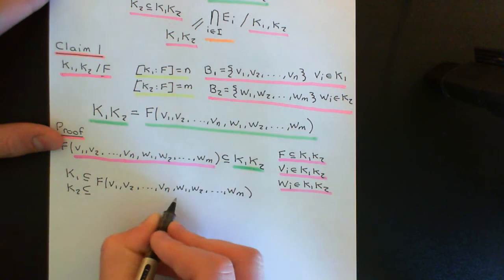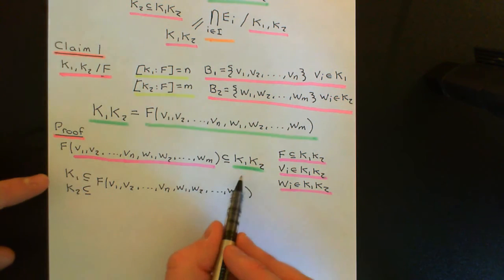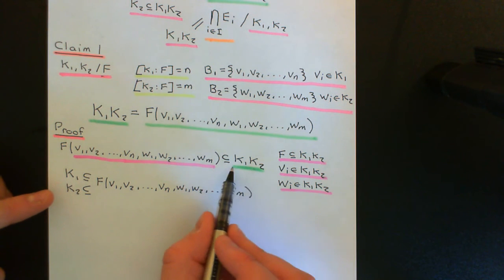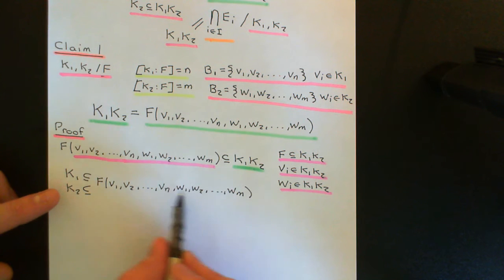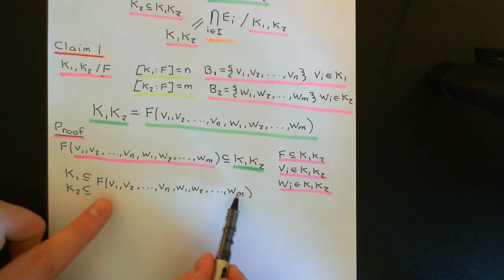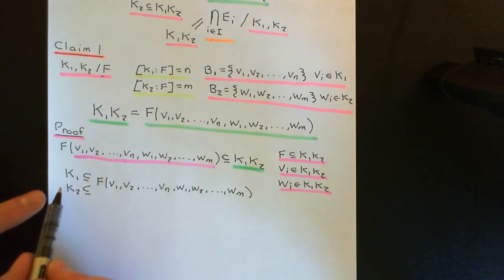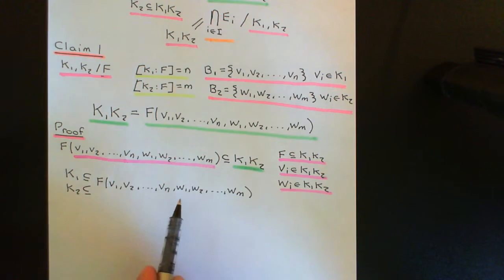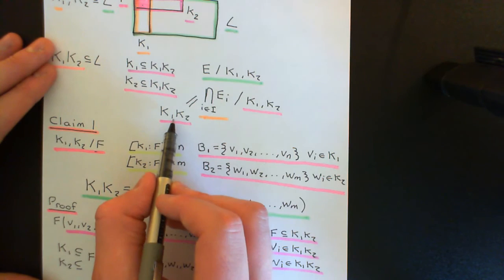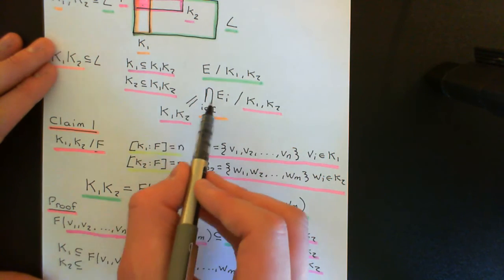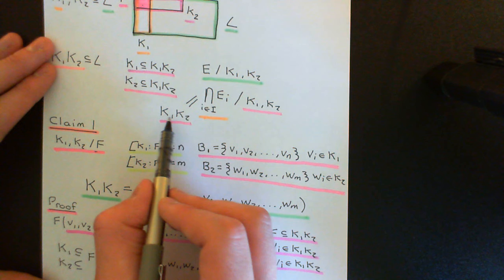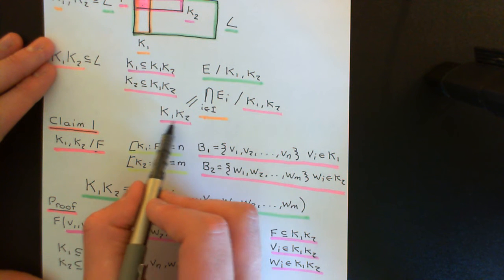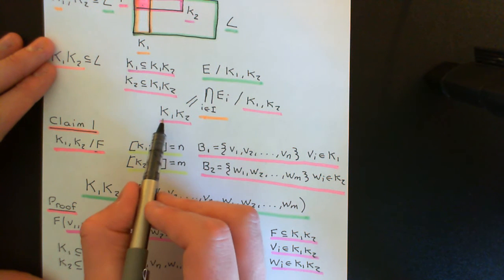Okay, so if I can prove that, then hopefully you agree that the composite of K1 and K2 is going to be contained within this, because after all this will be a subfield of L which completely contains both of these, and therefore it'll be one of the things that we intersect together to make the composite of K1 and K2, not the intersection of K1 with K2.